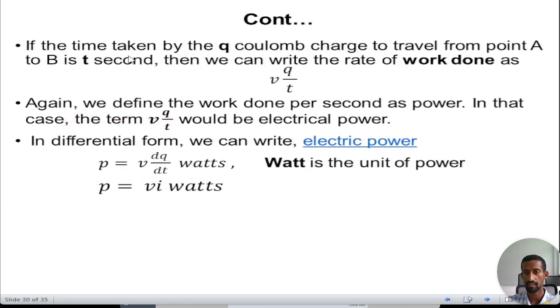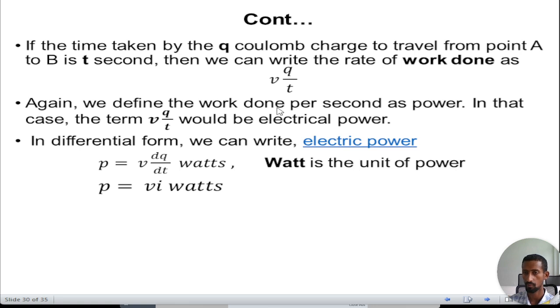If the time taken by the Q coulomb charge to travel from point A to point B is t seconds, then we can write the rate of work done as VQ by T, because the Q coulomb charge is moved from point A to point B in time T. So this is the rate of work done.